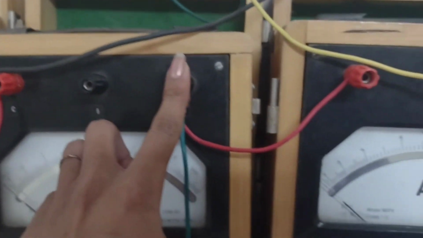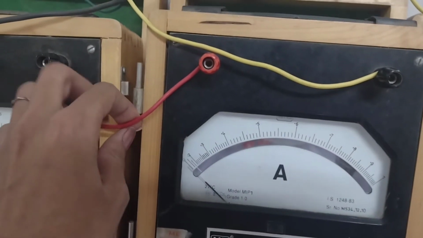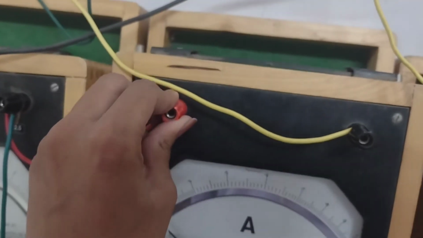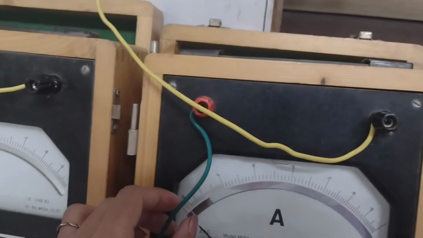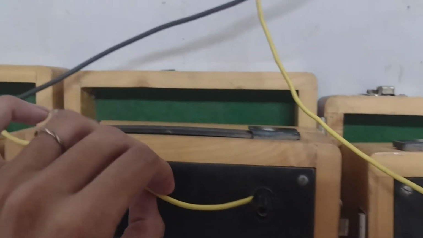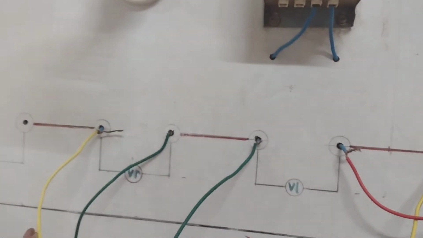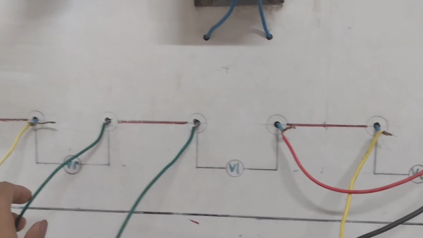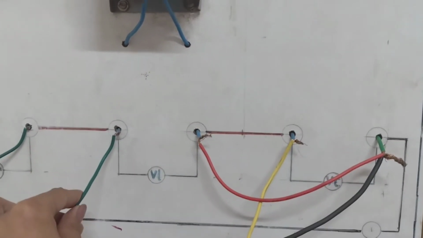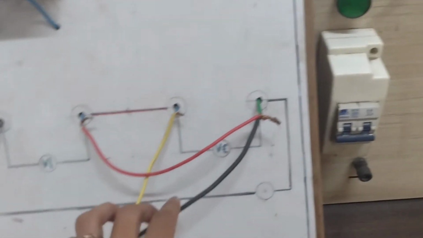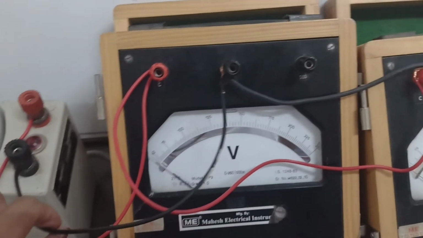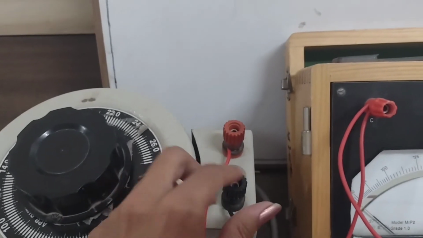Then the range terminal of this ammeter is connected to the common terminal of this ammeter. Then from that, the range terminal of this ammeter is connected to the common terminal of that ammeter. Then the range terminal of the first ammeter is connected to the first terminal of a resistive load. Then the second terminal of this resistive load is connected to the first terminal of an inductive load. Then the second terminal of the inductive load and the second terminal of the capacitive load are directly connected to the range terminal of a voltmeter, and then it is connected to the neutral terminal of the auto transformer.